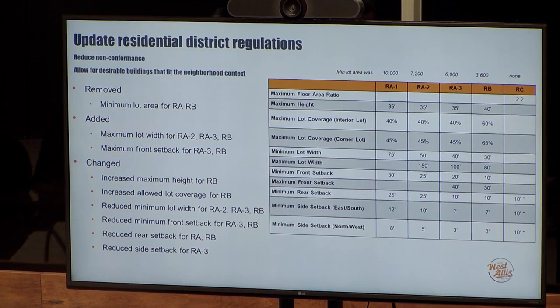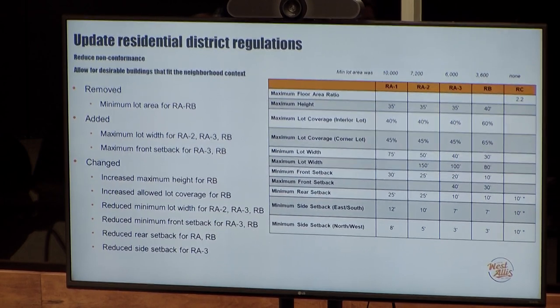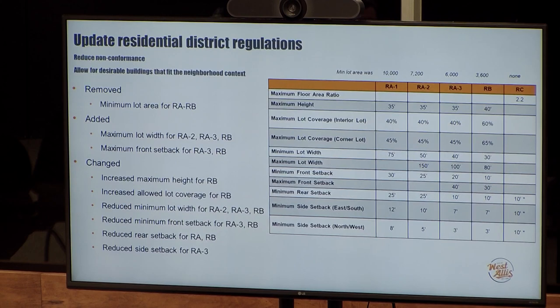So we don't really see the need for a sort of arbitrary minimum, or in this case what our current minimum lots are, because the lot width, the coverages, and the setbacks are going to more or less dictate the size of the lot. Through those things, you're going to get probably really close to, if not right on, what those minimum lot areas currently are. So we're simplifying it in that respect.